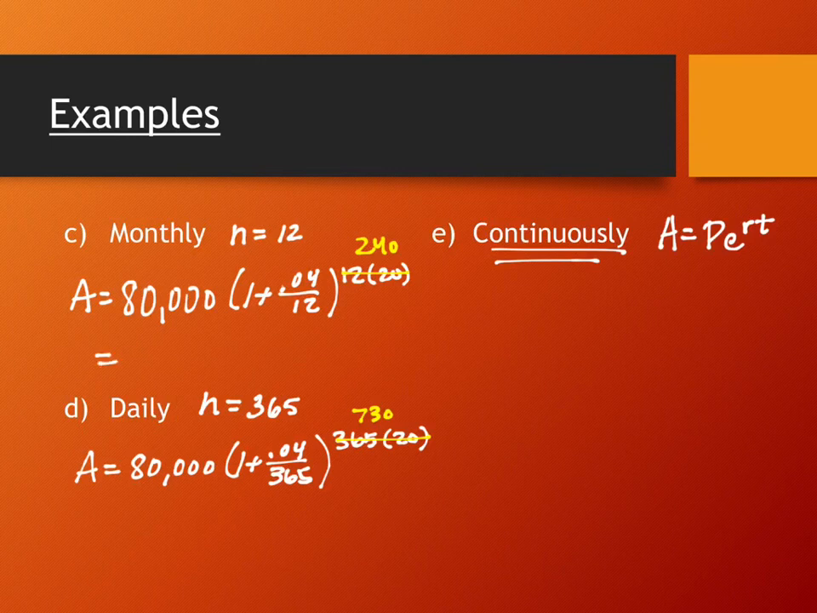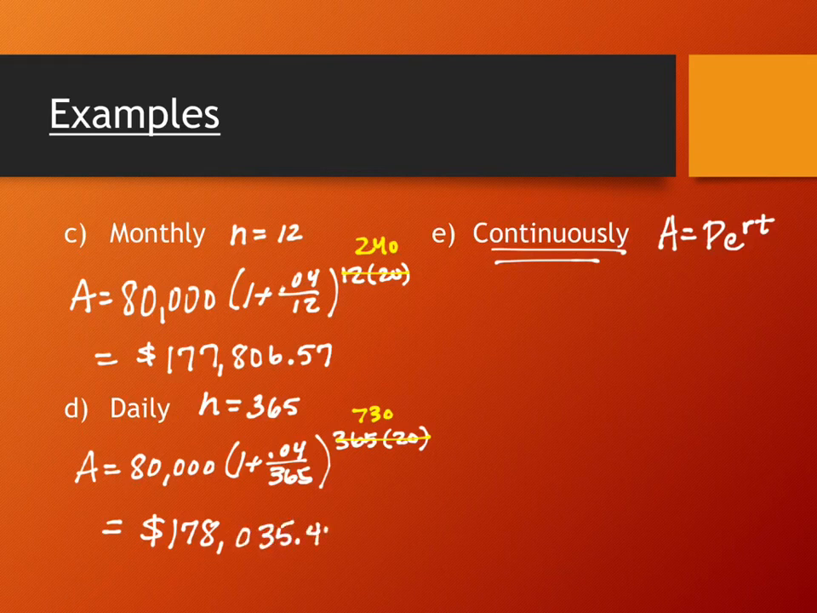On the monthly, I end up getting 177,806.57. So hardly any different than the quarterly, right? Annually to quarterly changed it a lot, but that one didn't change it much. If you do it daily, it changes it a little bit more. I get 178,035.47.